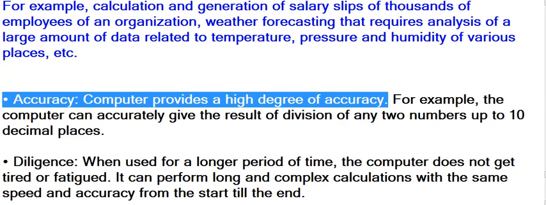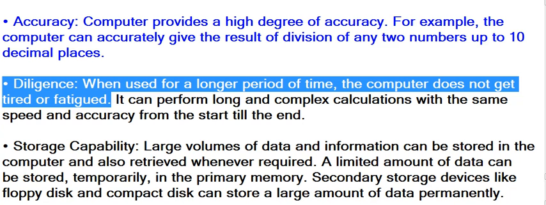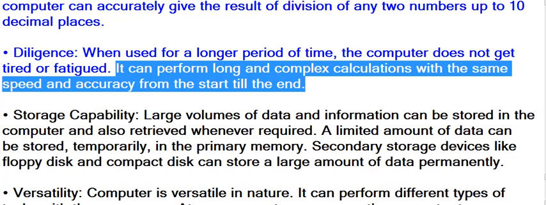Accuracy. Computer provides a high degree of accuracy. For example, the computer can accurately give the result of division of any 2 numbers up to 10 decimal places. Diligence. When used for a longer period of time, the computer does not get tired or fatigued. It can perform long and complex calculations with the same speed and accuracy from the start till the end.